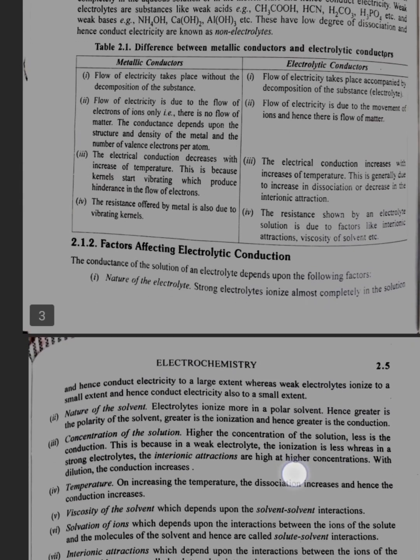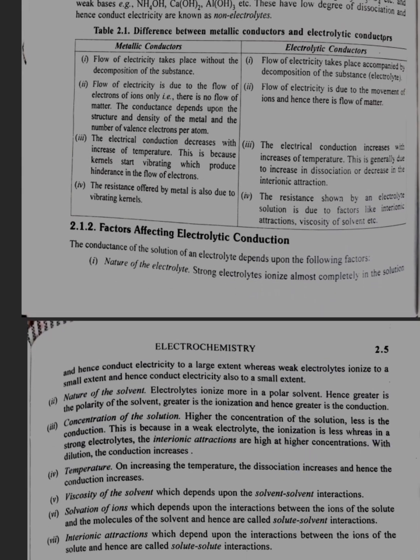Factors affecting electrolytic conduction. The conductance of the solution of an electrolyte depends upon the following factors. Nature of electrolyte.